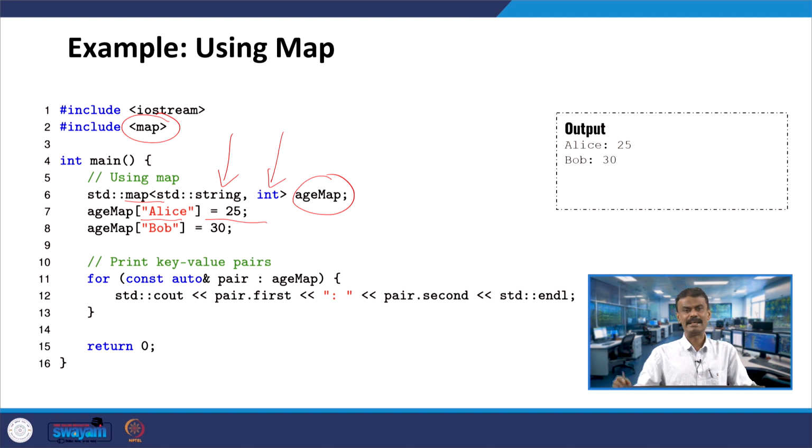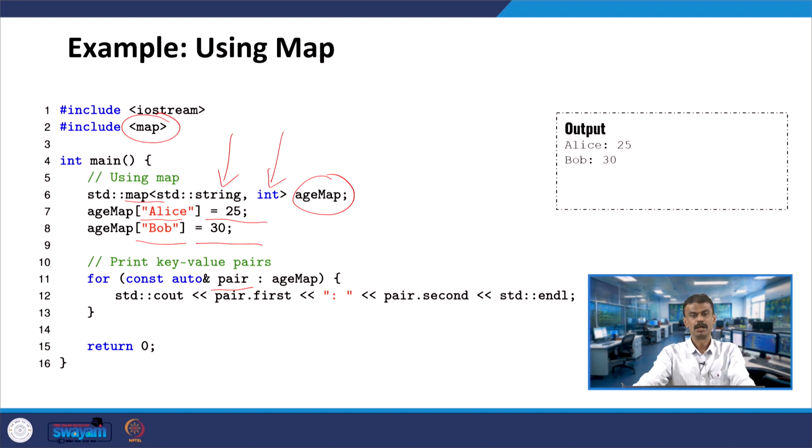Let us say this is the age, yes, it is in fact age map. 25 is an age, and at line number 8 you have age map of Bob, which is equal to 30, fine. Now these two are being stored. Now for const auto address, you are having a pair.